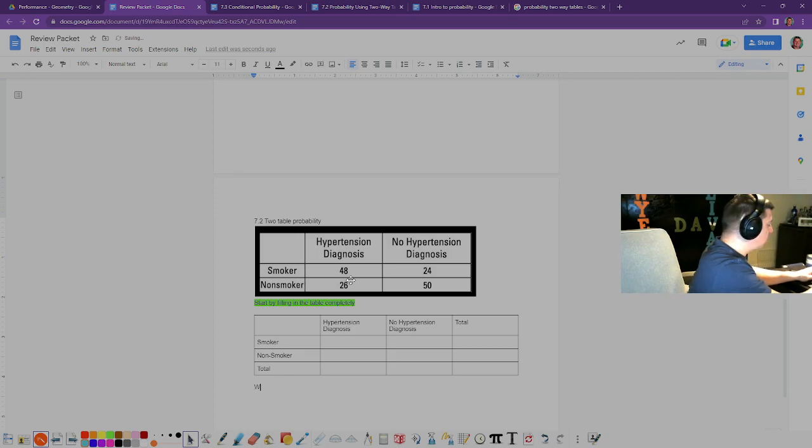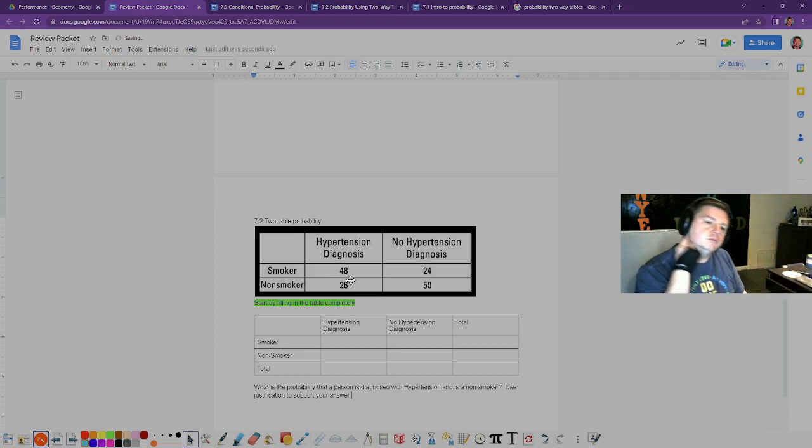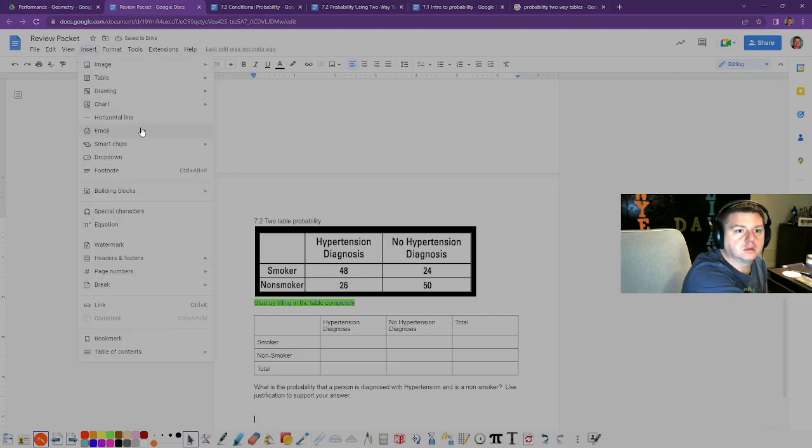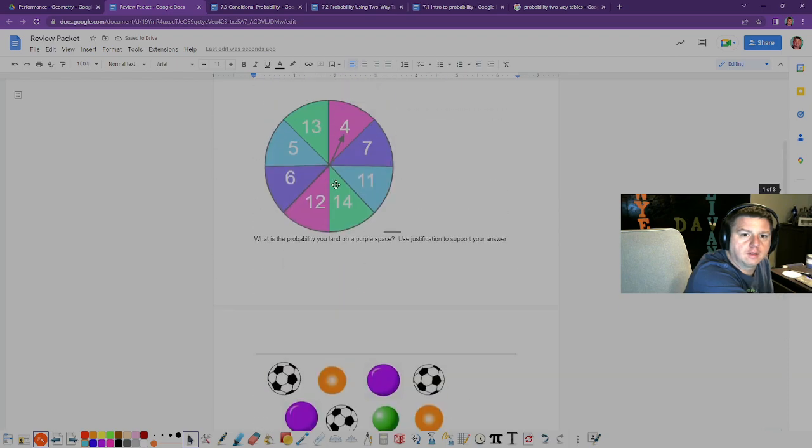Let's go with, what is the probability that a person is diagnosed with hypertension and is a non-smoker. Use justification to insert horizontal line. Okay, that looks good.